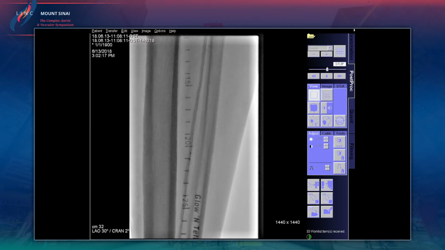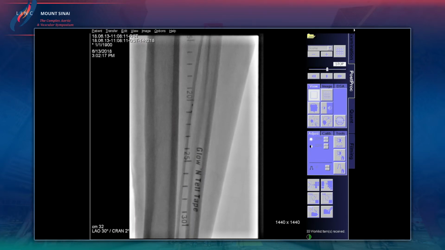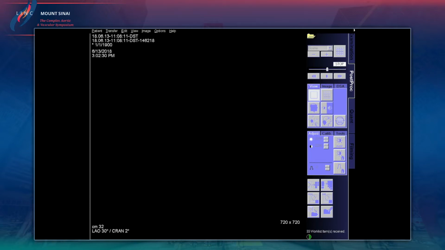I don't think the diameter changes that much down at the ankle, although I like how long these balloons are. Yeah, that's for sure. So we're just going to leave it up for a few more minutes here.